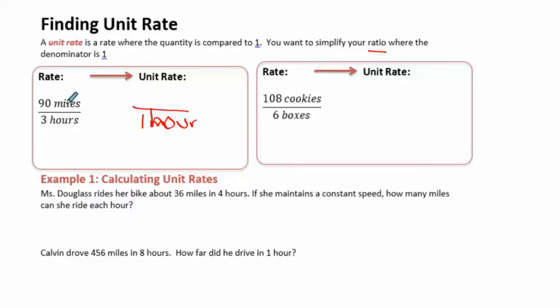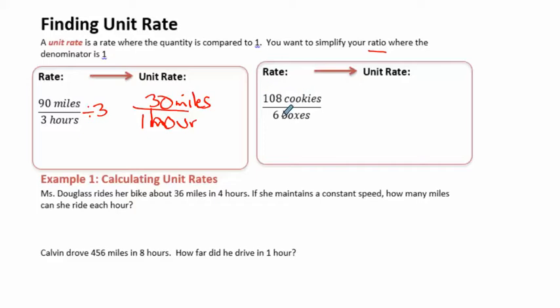So you can think of this two ways. You can say 90 divided by 3 would be 30 miles, okay? Or you can also think of it like a fraction where I'm going to divide both the numerator and the denominator by 3 and get that, okay? Either one.